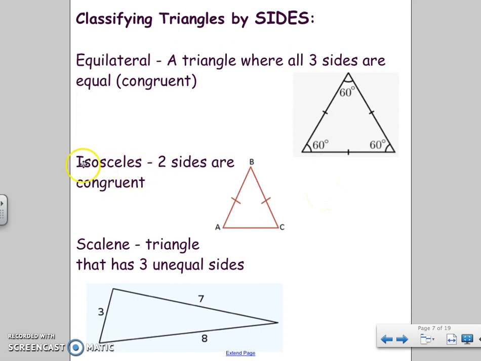The other example is isosceles, and that's where 2 sides are congruent. So they'll give you these little tick marks right here. And we'll dig deeper into isosceles tomorrow. And then scalene is where they're all unequal sides. Okay, so no side is the same. Okie doke, so that's how you name them.